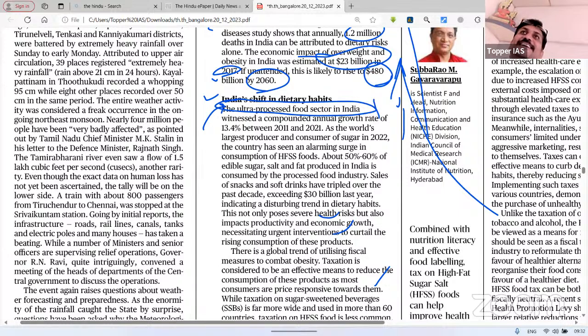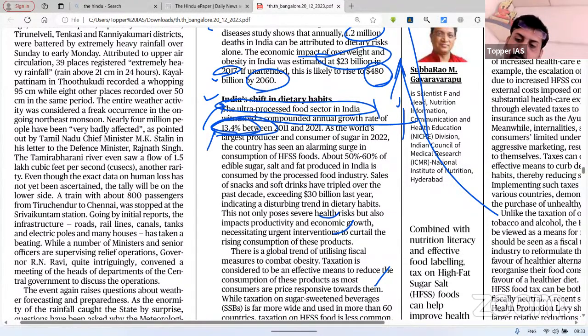Ignorance is always there, it says, oh, it is harming me like that. So it witnessed a compounded annual growth rate of 13.4% between 2011 and 2020. See, it is saying that ultra processed food is increasing 13.4% in 10 years.